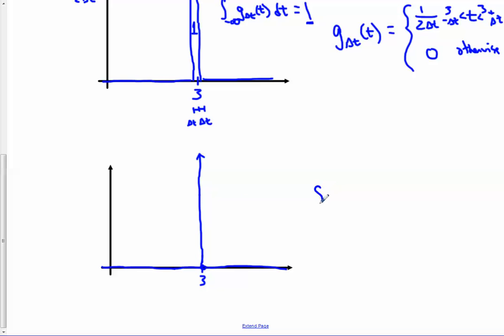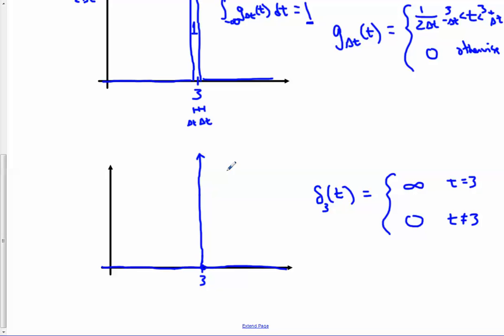And this function is called delta. And in my g functions, I didn't indicate the 3. But I will now. The delta, I'll put a subscript of 3 to indicate that this impulse is happening at time 3. Okay, and it's 0 everywhere except 3, but somehow it's infinity at 3.